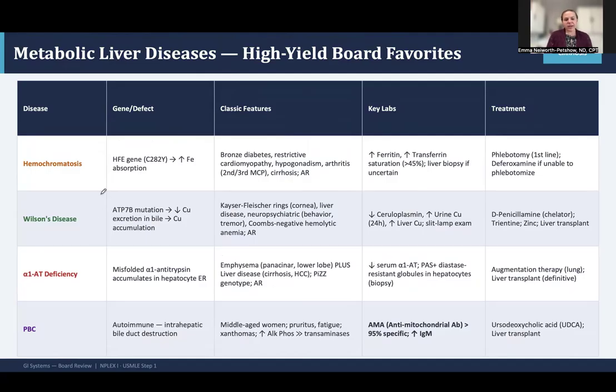Some other metabolic liver diseases that are kind of high yield board favorites can be obviously hemochromatosis. This is where you have a defect in the HFE gene, which is also labeled C282Y, which leads to increased iron absorption in the gut. Some classic features are going to include bronze diabetes, restrictive cardiomyopathy, where the heart's not really moving well, hypogonadism and arthritis, specifically in the second and third metacarpals, cirrhosis as well. Some key labs, again, you're looking for your iron components and treatment we're not going to worry about for now.